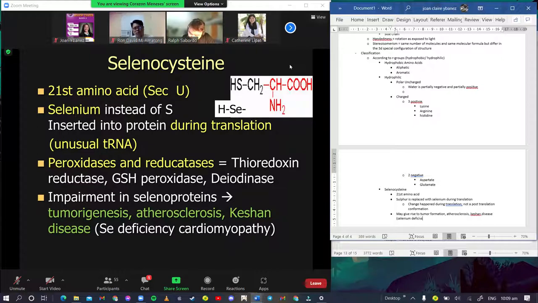What is important here is selenocysteine is not classified as a derived amino acid because it is not post-translational modification, but the modification happens while translation is happening. That's one. And then they are particularly important, acting as peroxidases or reductases enzymes in the body. And then it can also lead to clinical conditions.